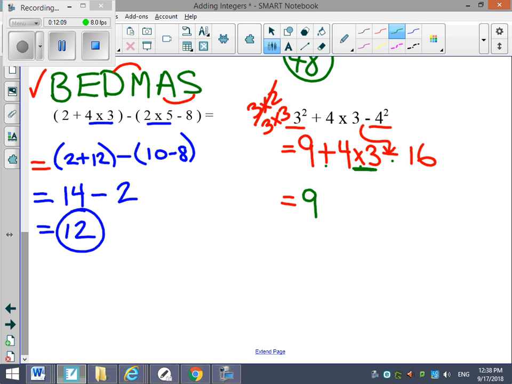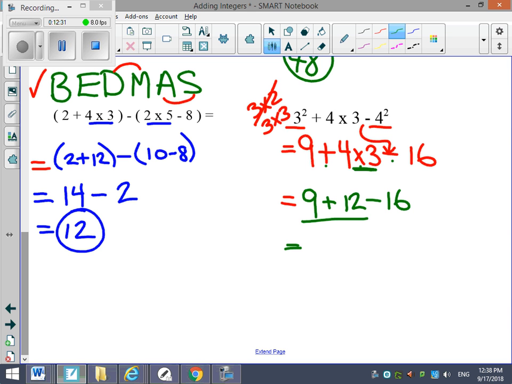So I write down in the same order. I haven't touched the 9 yet, so it has to go there. Don't break it apart. Do not deconstruct the question. Plus, 4 times 3 is 12. And then subtract 16. Now I have addition and subtraction. I'm going to do it in the order they appear, so I'm going to do my addition first.